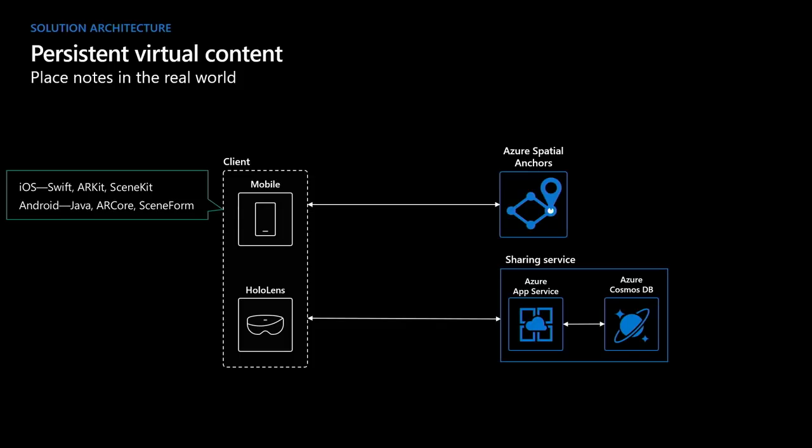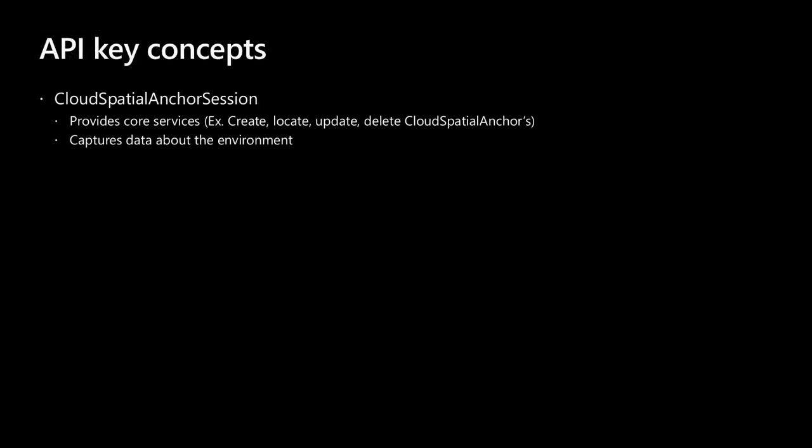I will give you more detail on that, but before we do that, I want to jump into some API key concepts for ASA. So at the root of ASA is the Cloud Spatial Anchor session. And first, it provides core services. So through it, you create anchors, locate them, update their properties, or delete them. And second, it captures data about the environment. And when I say that, I mean on mobile devices, you're passing in camera frames to the session, or on HoloLens, we're getting the map from HoloLens and passing it in ourselves.